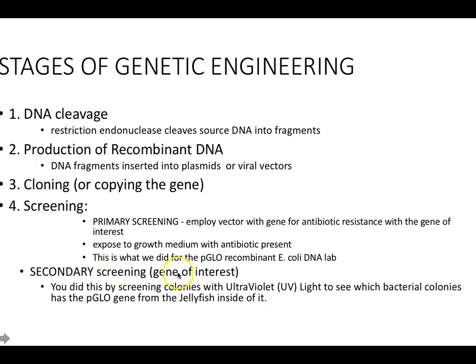Secondary screening is of the gene of interest. So our gene of interest was the pGlow gene, and if you successfully got that into the E. coli, it glowed in the dark under UV light. So that's the secondary screening.